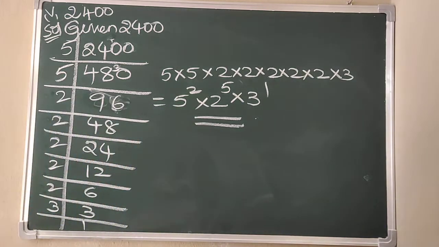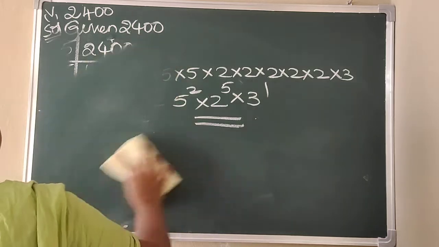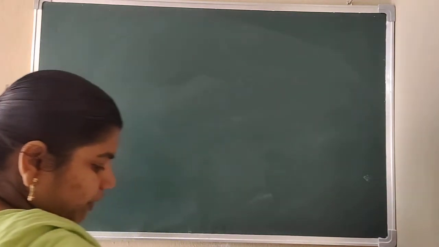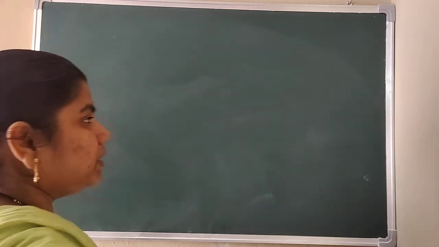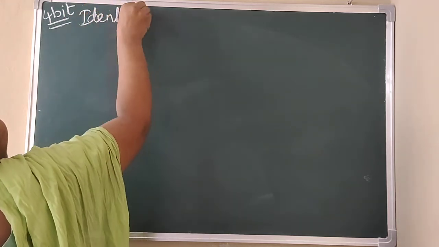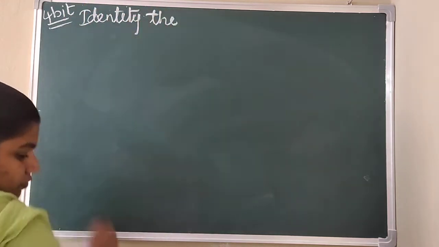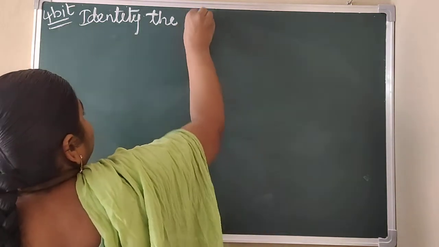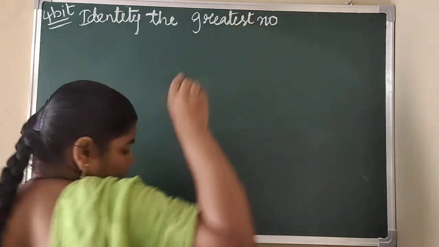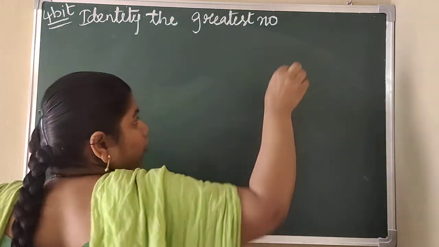Next is fourth bit. So in the given values which is greater we have to find. So identify the greatest number in each of the following pairs. So fourth bit. Identify the greatest number in each of the following.